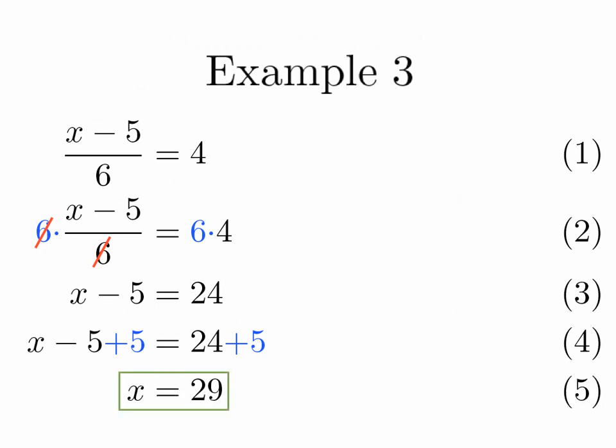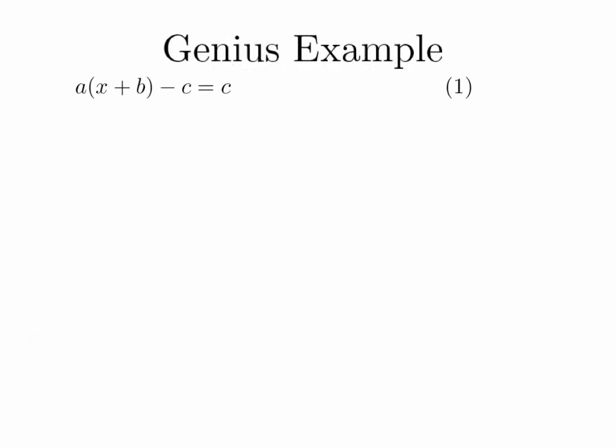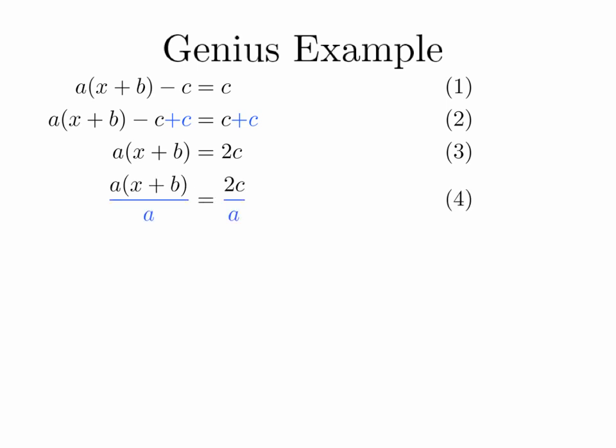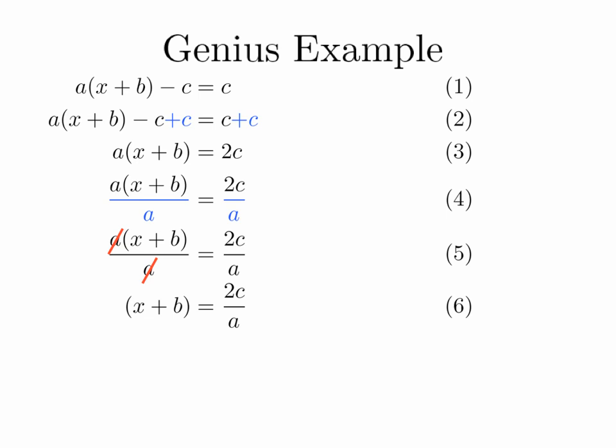to 29. Now, for our genius example, right, we have a little bit more complicated equation, right? So we add c to both sides of the equation. So we're left with a times x plus b is equal to 2c. Now we want to divide both sides of the equation by a. And when you do that, the a's cancel here. And we're left with x plus b is equal to 2c over a.